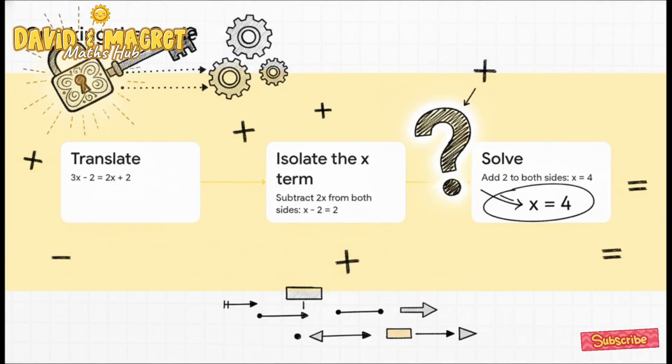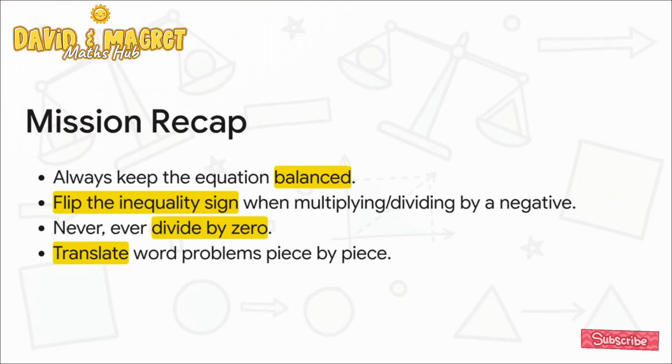See how a complex sentence just became a totally manageable equation? From here, we just use the skills we already have. We get the x's on one side, get the numbers on the other, and just like that, we find out the mystery number is 4. See? Not so bad? Okay, let's do a super quick mission recap.